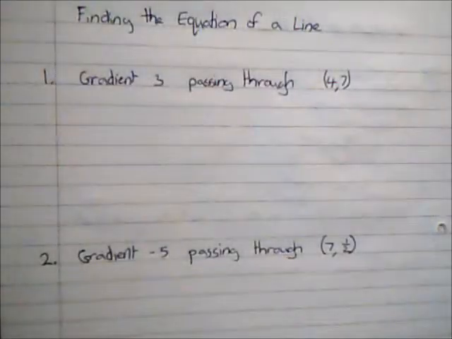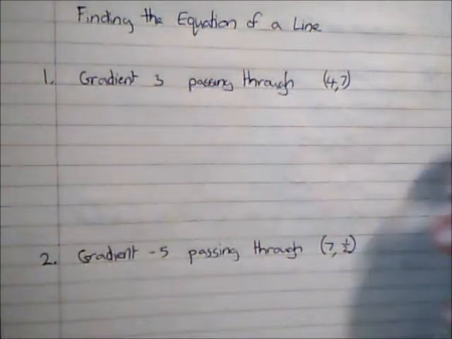In this video we're going to look at how to find the equation of a line when we know the gradient and we know one of the points that it passes through. So this is the first example. We're told the gradient of a line is 3 and it passes through the point (4, 7).